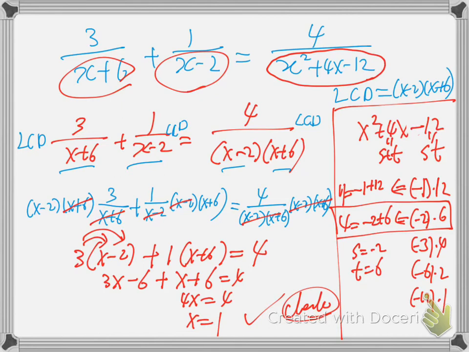So factor, then find the LCD, and multiply by the LCD. Let's do this one more time. Let's look at a new example: 1 over x plus 1 equals 2 over x squared minus 1, minus 1 over x minus 1.